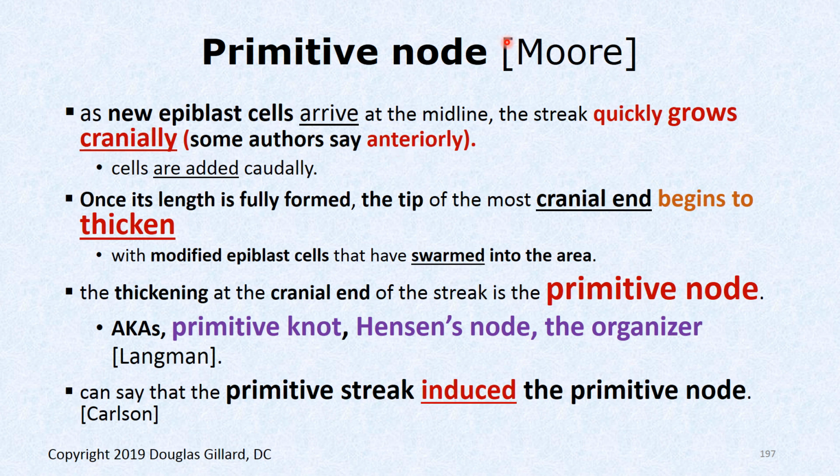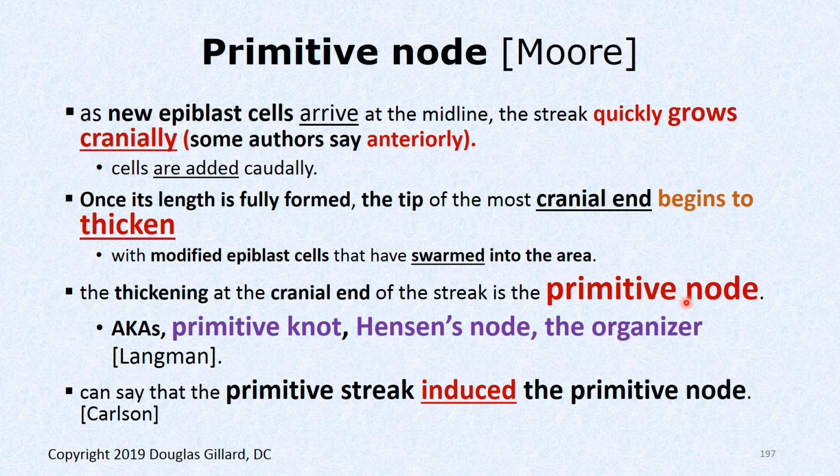Let's see. So, primitive node. New epiblast cells arrive at the midline. The streak quickly grows cranially, or some authors say anteriorly. Once the length is fully formed, the tip of the cranial end begins to get really thick, and we start to get a little club-like appearance. All these modified epiblasts are just pushing up to this area. And that little club-like thing is called the primitive node.